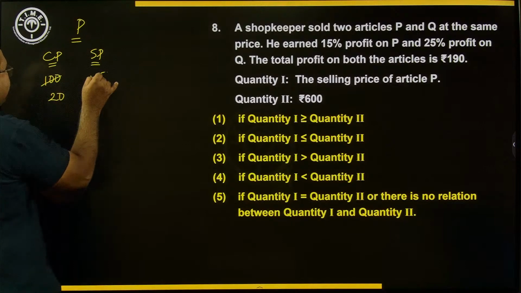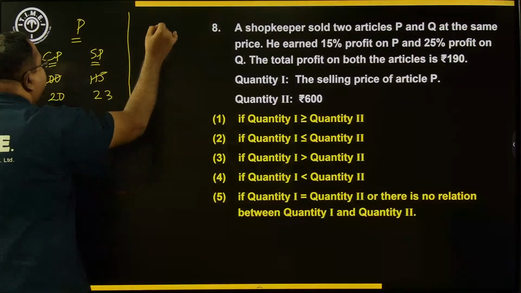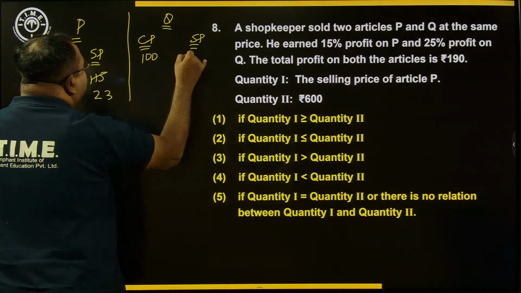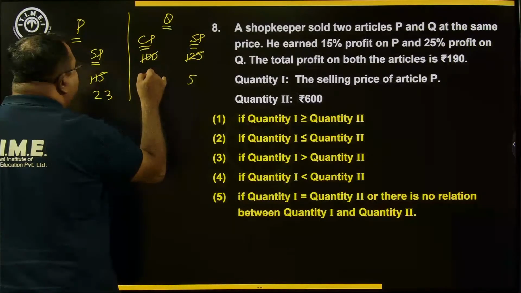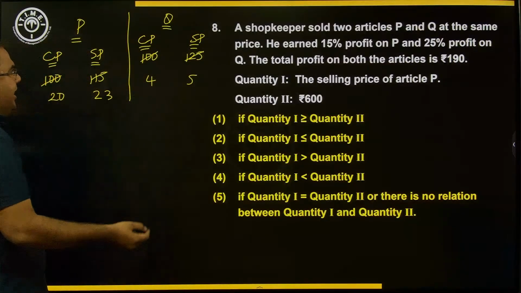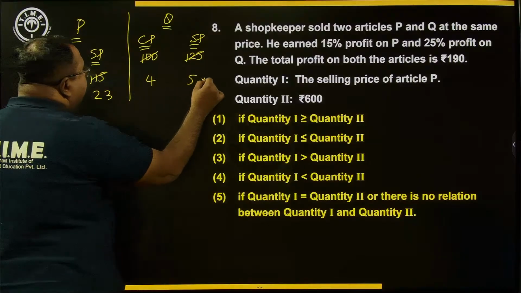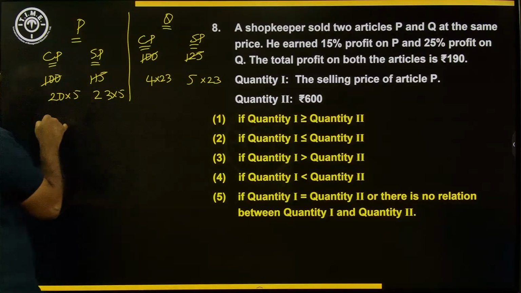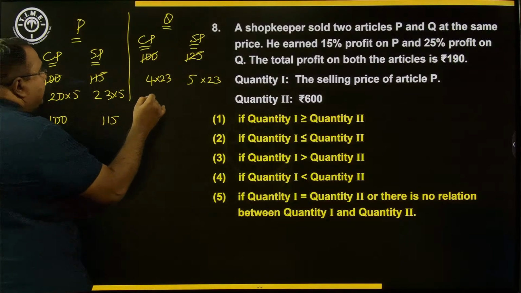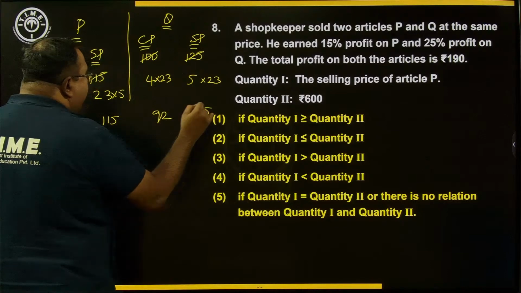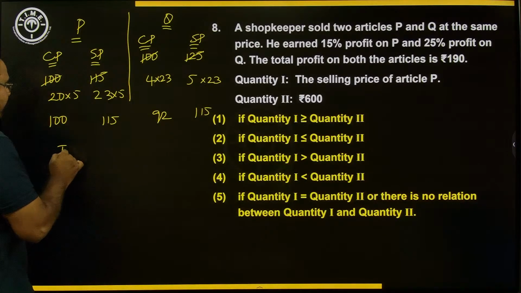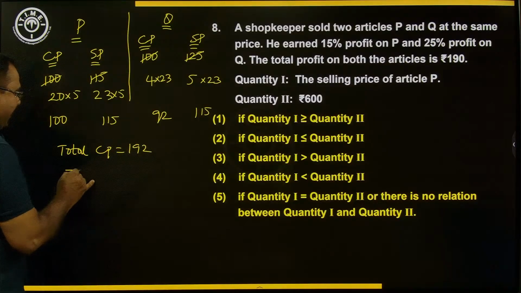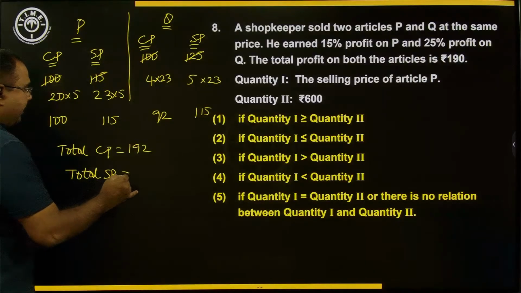So 5 20s are 100, 5 23s are 115. Okay. Article Q, cost price if I take 100, selling price should be 25% profit, 125. 25 5s, 25 4s. He told me that in the question, selling price is the same. So multiply this one by 23, multiply this one by 23, multiply this one by 5, this one by 5. This is 100, this is 115, this is how much? 92, this is 115. Now selling prices are same. So what is my total CP? Both the articles. Total cost price 192. My total selling price is 230.